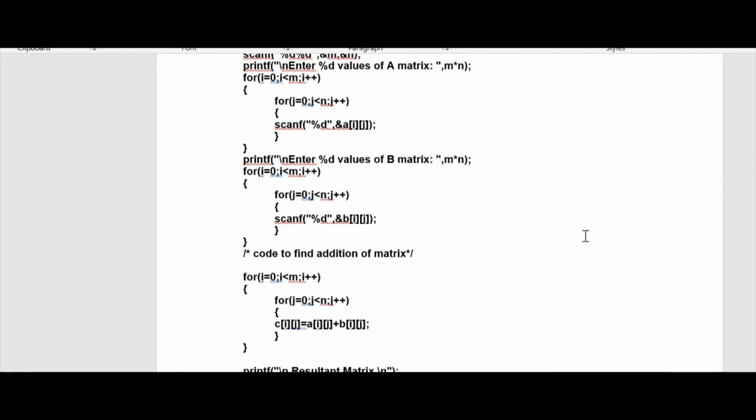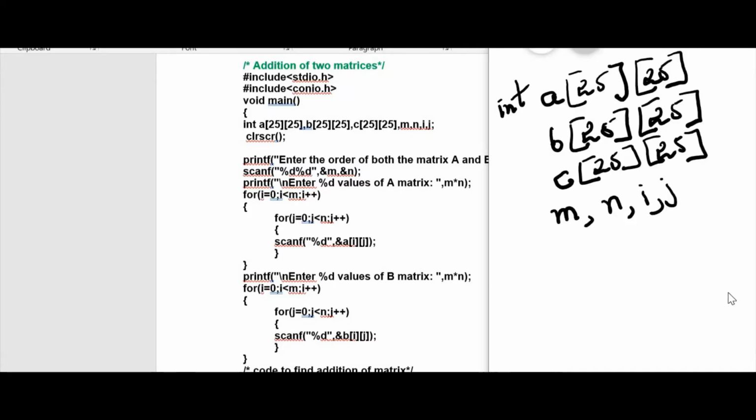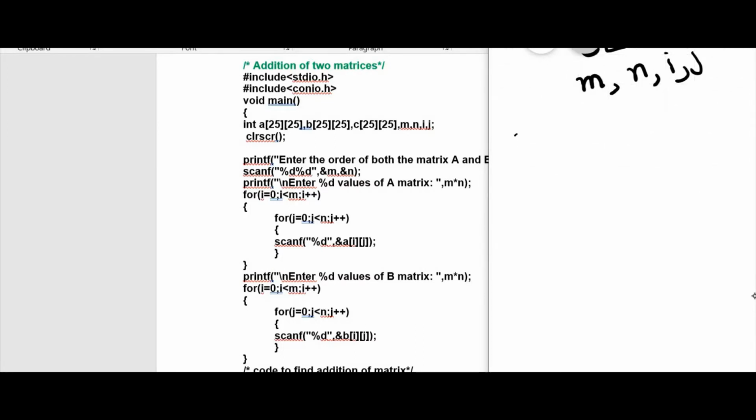Now let's see how to read them. To read them, I need a for loop. The outer for loop starts with i equal to 0, up to i less than m, and for every iteration I am incrementing i. For the inner for loop, we take j equal to 0, j less than n, and we increment the value of j for every iteration. So let's see how it works.